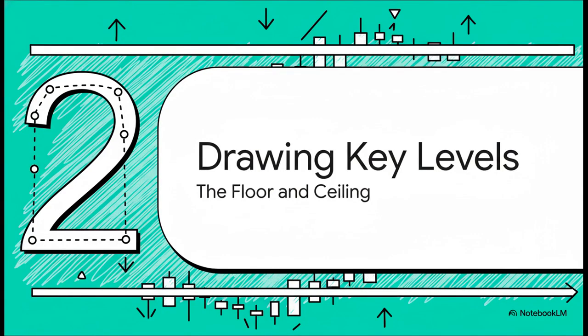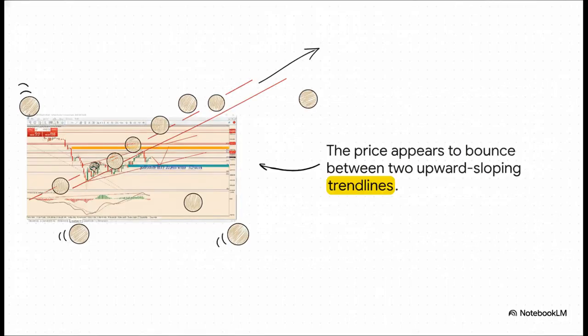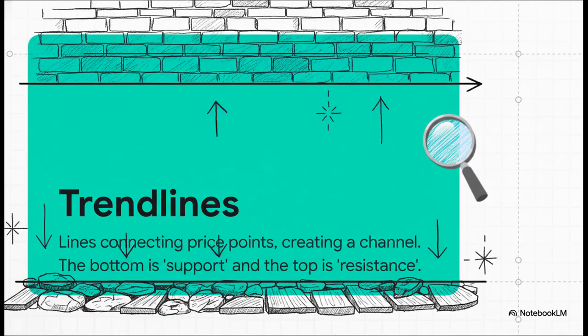Okay, so we've got the basics down. Now, let's add the first layer the trader drew right on top of it all. The key levels that create a kind of playing field for the price. So, see those two big red lines sloping up? The price looks like it's just bouncing between them, almost like a ball in a hallway, right? Well, that is no accident. The analyst drew those lines to reveal the hidden structure of the price's movement. They're called trend lines, and they create a channel.